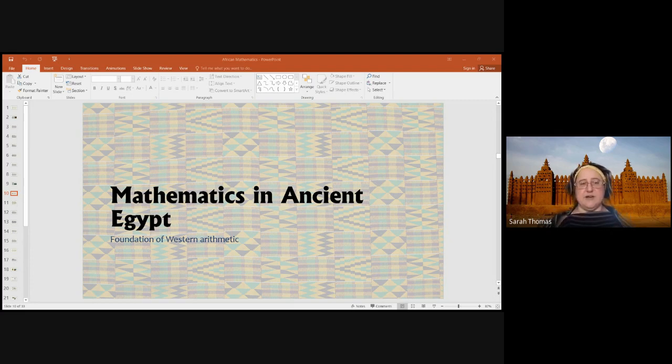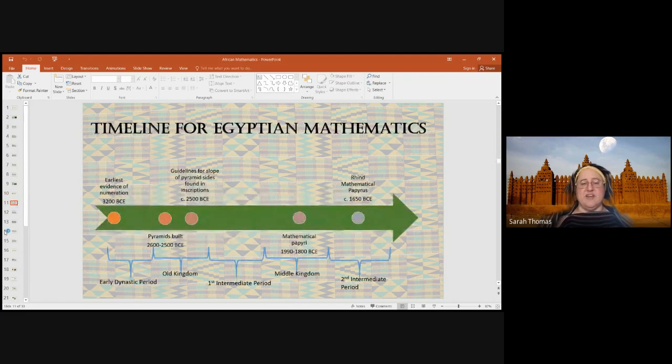So let's talk about ancient Egyptian mathematics. We got a little bit of a timeline. We are talking about a large stretch of time. Like we're talking thousands of years here between the earliest evidence of numeration and the Rhind mathematical papyrus. They went through many, many changes of dynasty and things like that. But here's kind of a basic timeline.